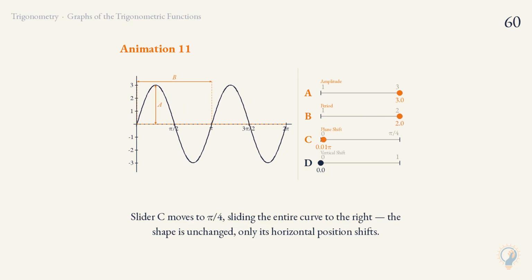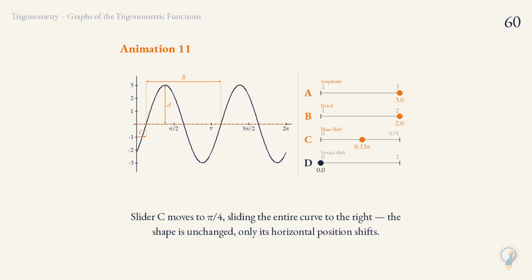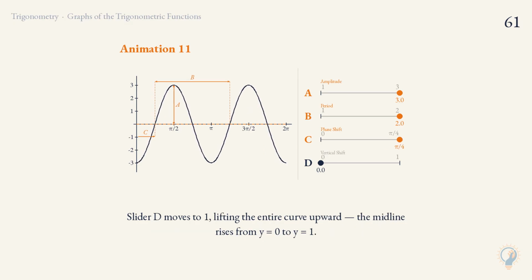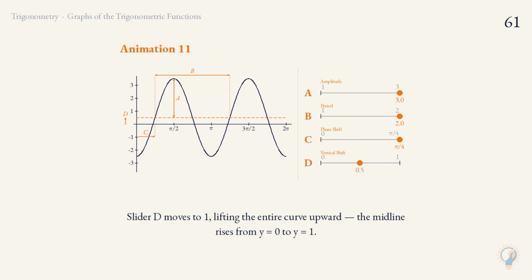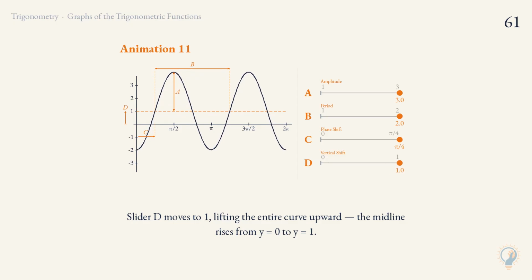Slider c moves to pi over 4, sliding the entire curve to the right. The shape is unchanged, only its horizontal position shifts. Slider d moves to 1, lifting the entire curve upward. The midline rises from y equals 0 to y equals 1.